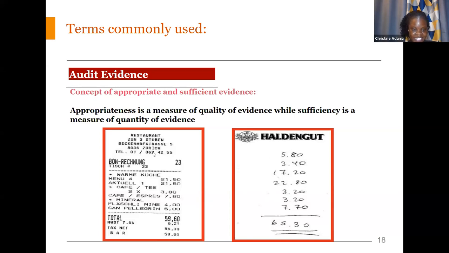Then you have this, which has an indication of the date. It has a telephone contact. You can always do your callback procedures, call this person and say, okay, confirm for me the balance of this. See? So this is what we mean by the quality of evidence.